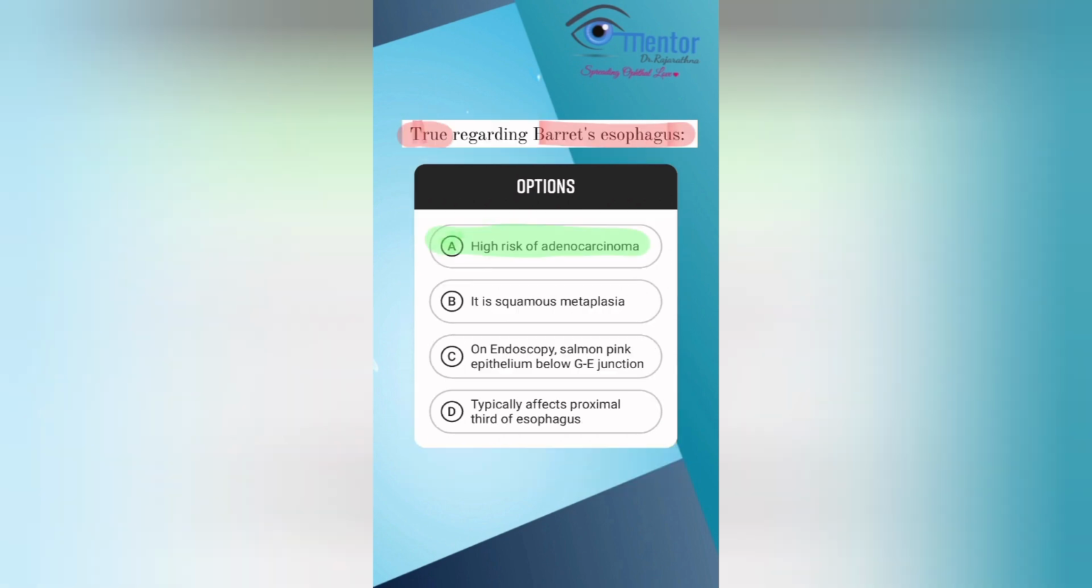Question number 4, Barrett's esophagus. What is Barrett's esophagus? The squamous epithelium of the distal esophagus is replaced by columnar. So it is columnar metaplasia, not squamous metaplasia. So there is a risk of esophageal adenocarcinoma. Now option C, it's a salmon pink appearance but above the gastroesophageal junction. Now option D, it affects the distal esophagus, not the proximal esophagus.